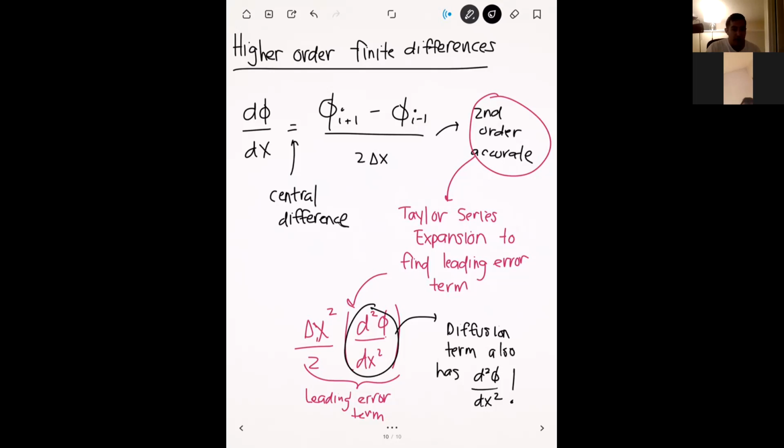The way that we're going to eliminate this is we're going to increase the order of accuracy for the scheme, and then make sure our leading error term is not this.